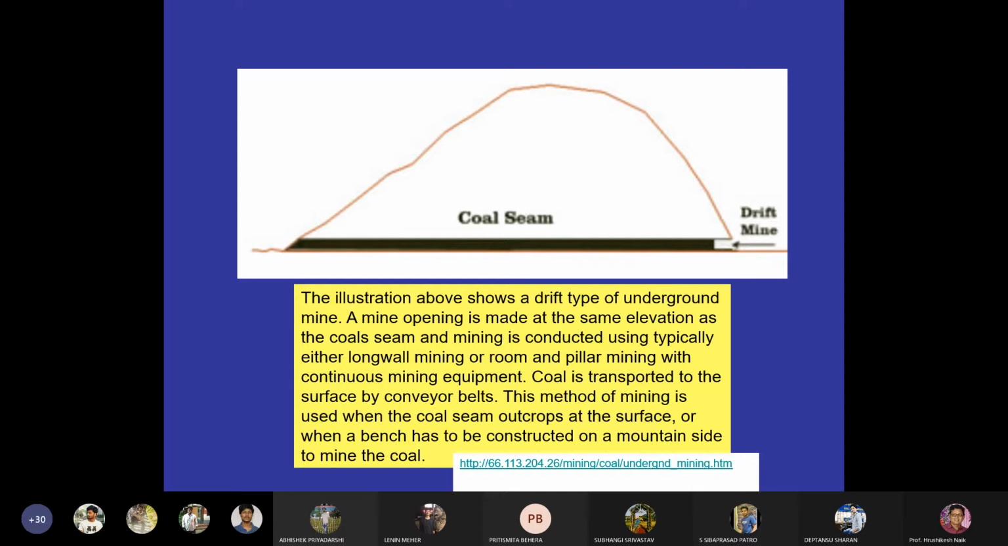The illustration above shows a drift type of underground mine. A mine opening is made at the same elevation as the coal seam, and mining is conducted using typically either longwall mining or room and pillar mining with continuous mining equipment. Coal is transported to the surface by conveyor belts. This method is used when the coal seam outcrops at the surface, or when a bench has to be constructed on a mountain side to mine the coal.